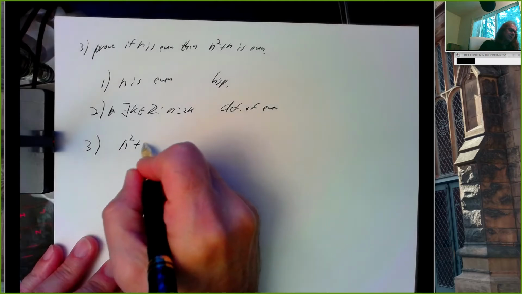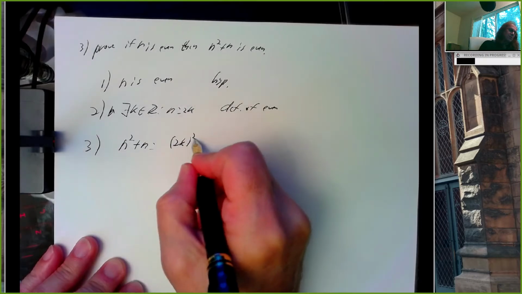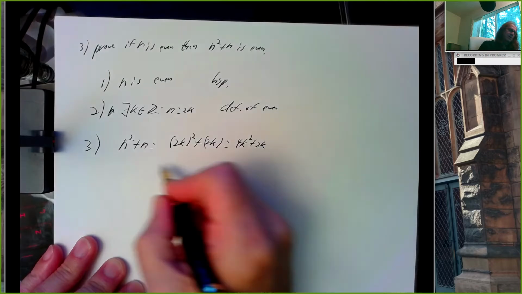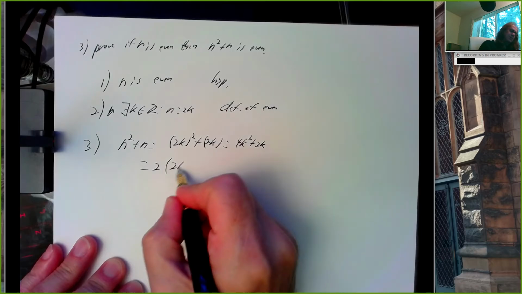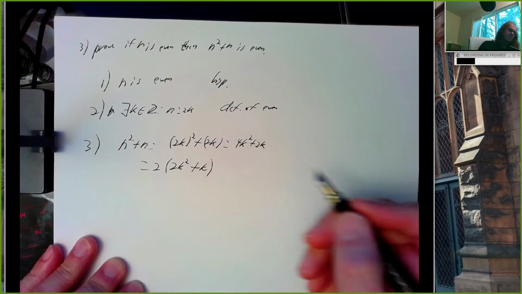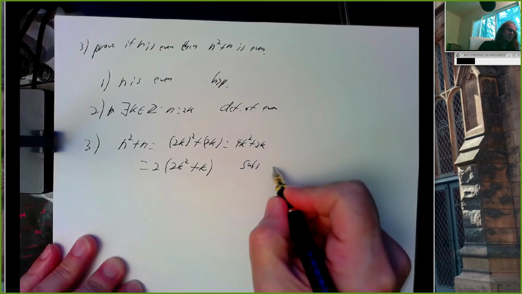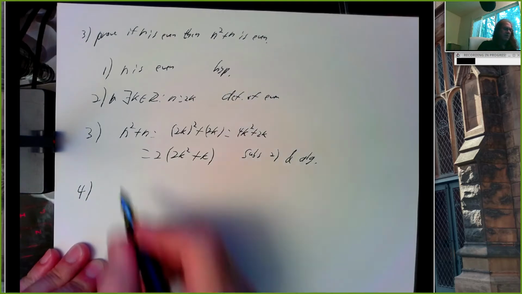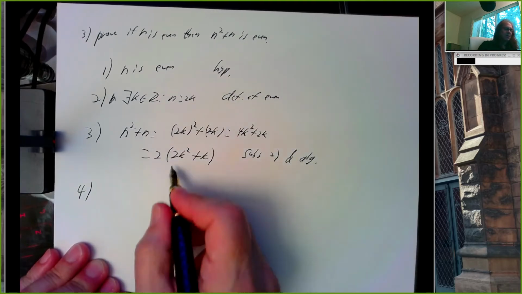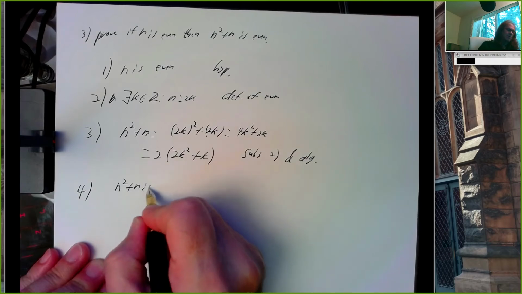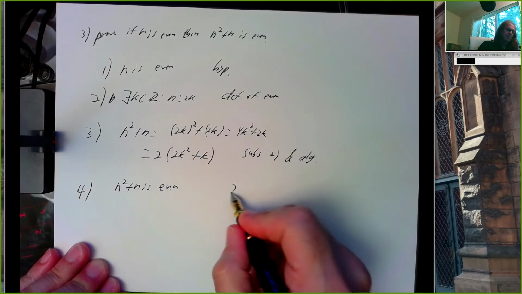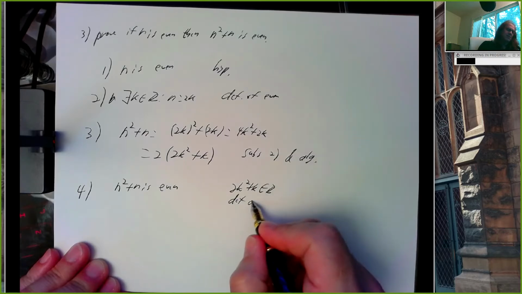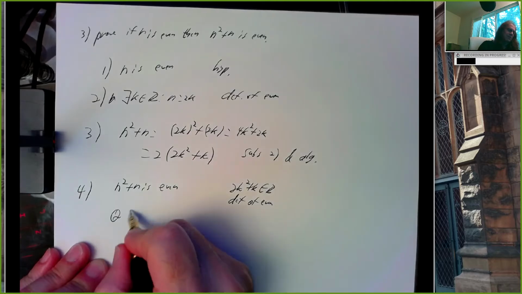So n squared plus n equals 2k squared plus 2k equals 4k squared plus 2k equals 2 times 2k squared plus k. And that's substitution and algebra. And we've written n squared plus n as 2 times an integer, and so n squared plus n is even, because 2k squared plus k is an integer, and this is the definition of even, and that's what we're trying to show.